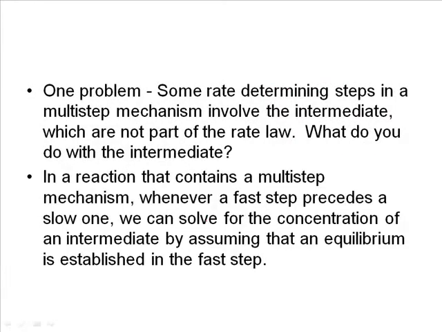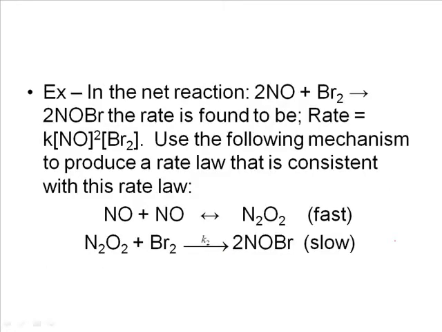In a reaction that contains a multi-step mechanism, whenever a fast step precedes, so comes before, a slow one, we can solve for the concentration of an intermediate by assuming that an equilibrium is established in the fast step. And I'll show you what that means here. So let's say we've got this reaction here. We've got the net reaction of 2NO plus Br2 making 2NOBr.